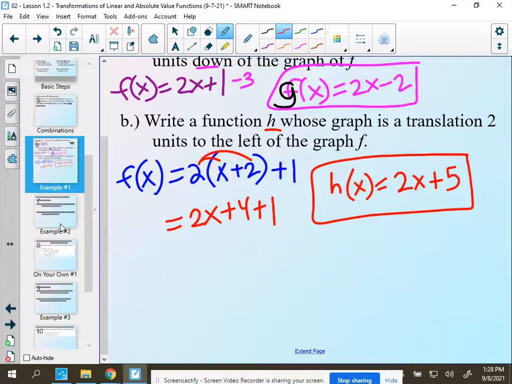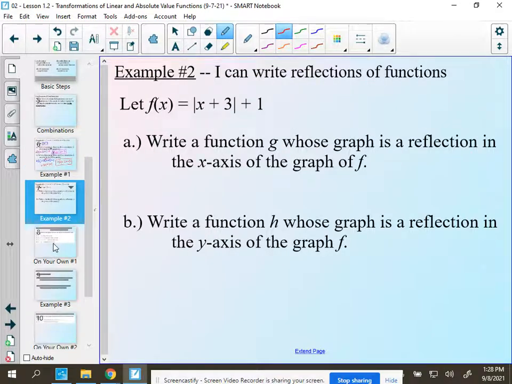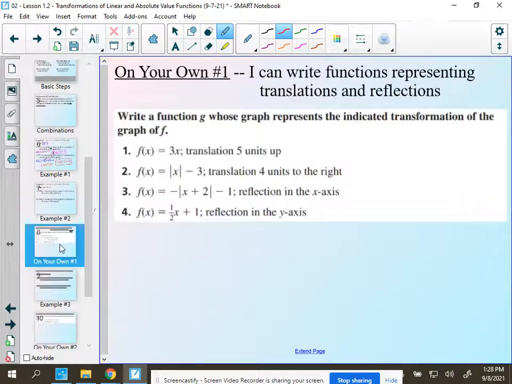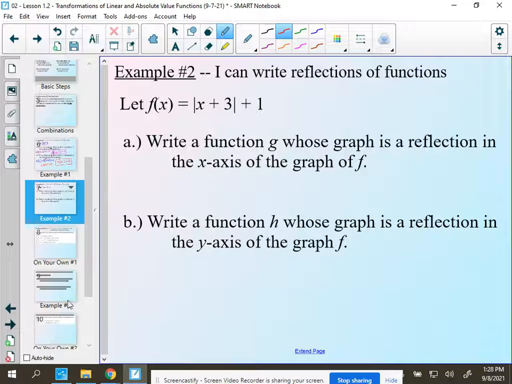Number 2, keep it moving. We'll probably skip over the on your owns because we did those as part of our notes. We did a lot of those. They're going to be very, very similar. I'll make sure, though, we hit one of each here. Okay. What's next? Reflections. We got an x-axis. We got a y-axis. No problem. Let's do it. It's an absolute value this time. We'll just mix and match.